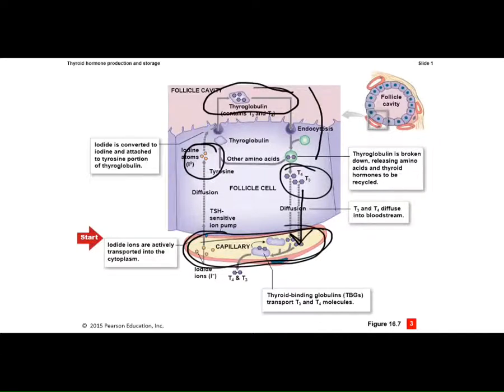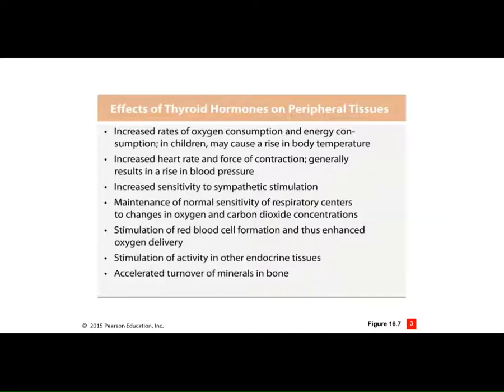Now, the iodine is also going to be transported. So the iodine ions are going to be actively transported into the cytoplasm of the cell as well. So the iodine gets converted, 3 of them on T3, 4 of them on T4, and this will be important. When you hear about iodine, think thyroid gland. Okay, this will be an important connection.